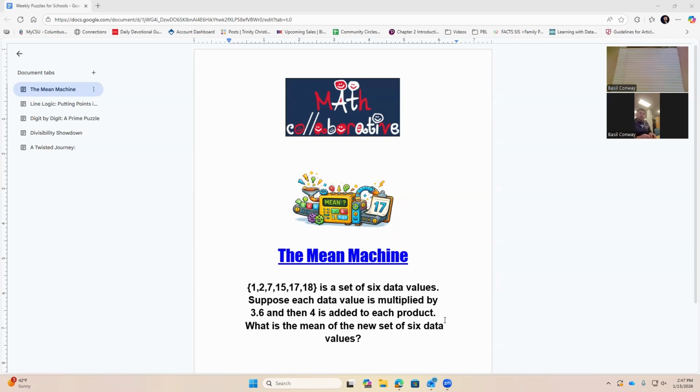Well, it just so happens that there's some information that's helpful to be able to get to an answer here without having to make the numbers really big. So I want to first just share that idea really quickly. This is Desmos here that I'm sharing, and this was the data set 1, 2, 7, 15, 7, 18, and this blue line, the mean, is 10. Now, that's the original data set.